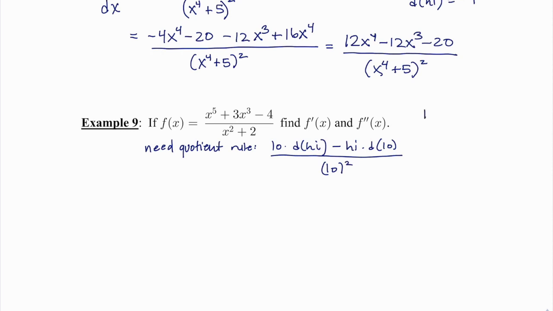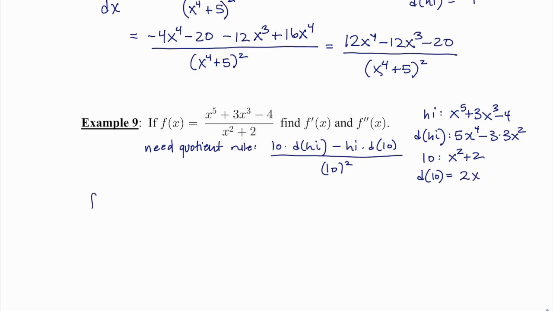And maybe it helps to write those over here. High is x to the fifth plus 3x cubed minus 4. So d high, the derivative of the numerator, will be 5x to the fourth minus 3 times 3x squared minus 0. And low, the denominator, will be x squared plus 2. And d low, the derivative of the denominator, will be 2x.